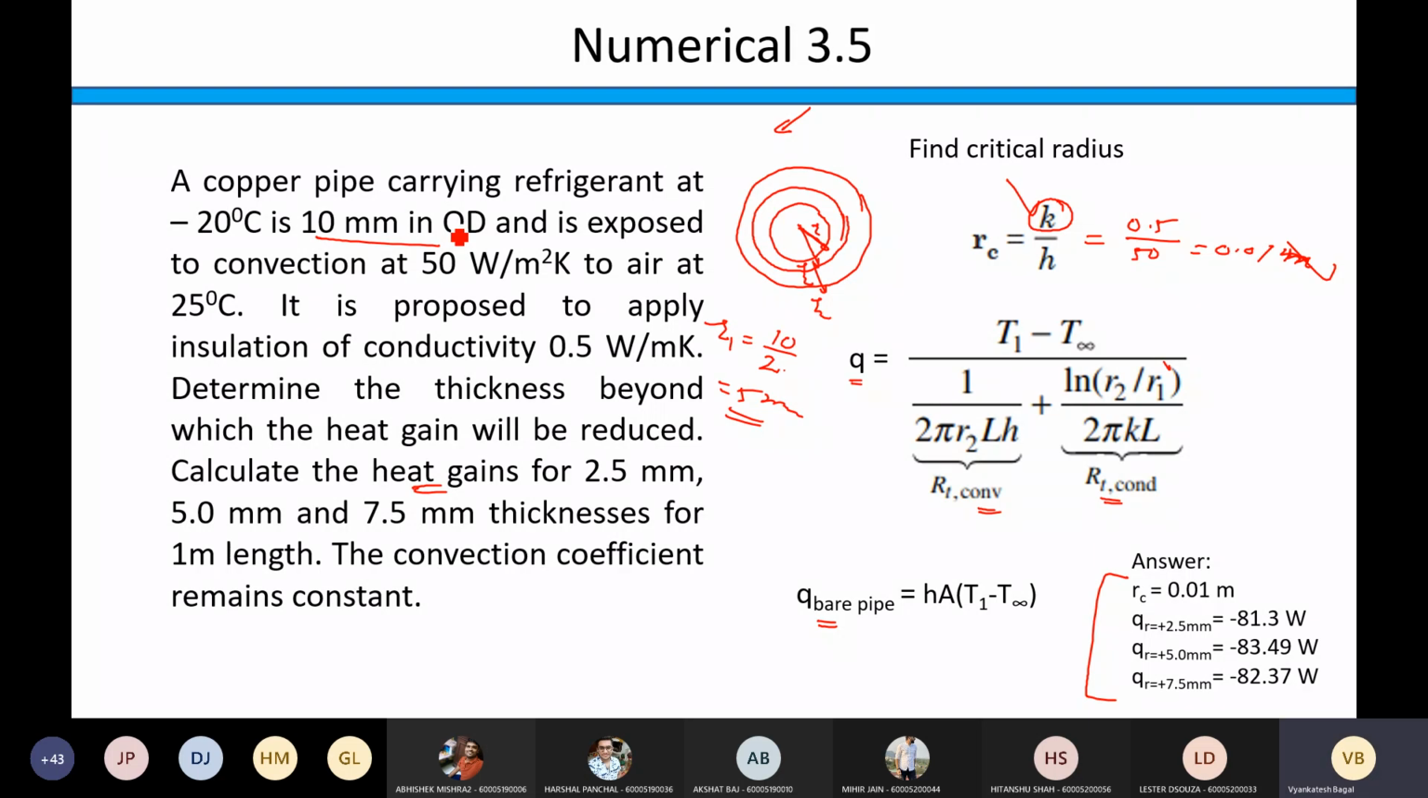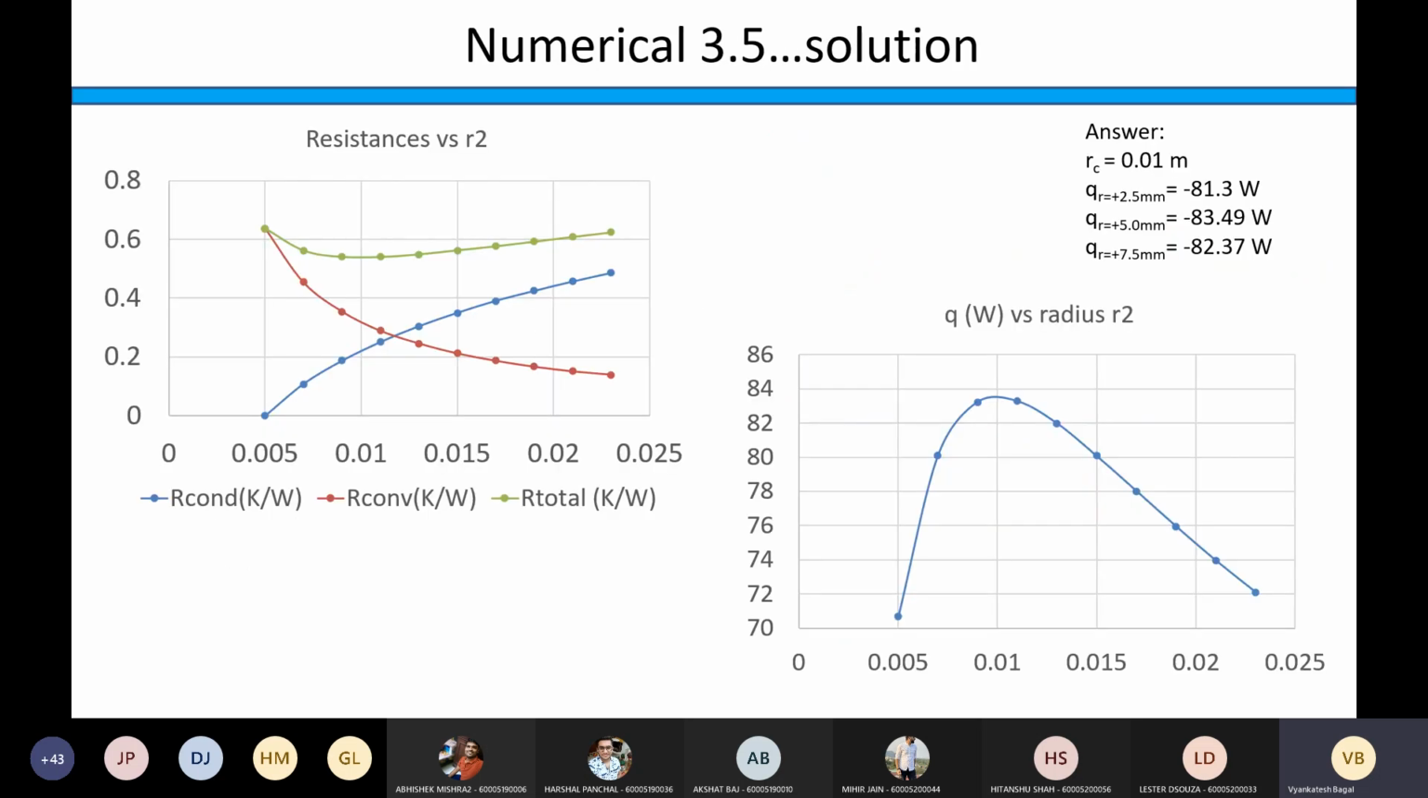What I want to show out of this problem is in the next slide. I have plotted those resistances in Excel. The same problem is solved using Excel. What you see on this axis is resistance, and this is along the radius, right? As you go on increasing the radius, adding the insulation, what happens? This blue color plot, which resistance does it indicate?